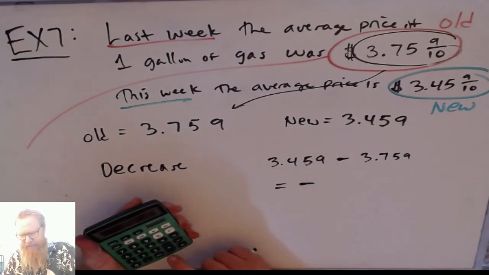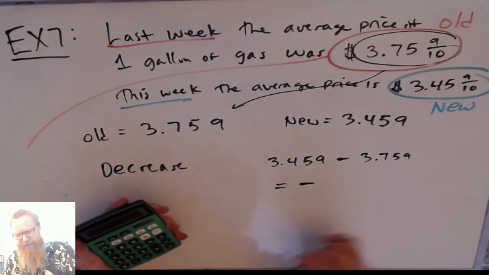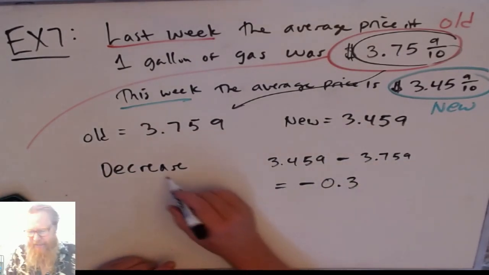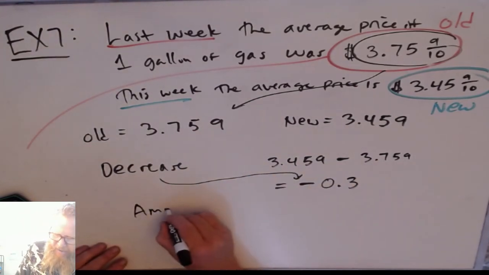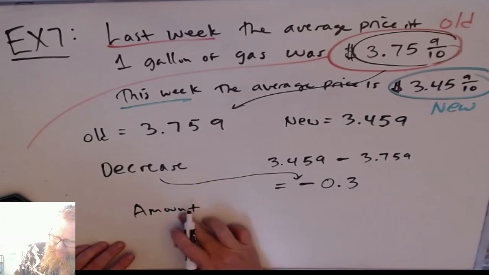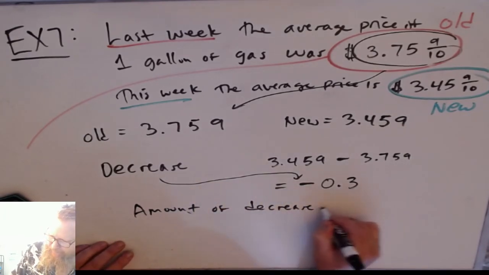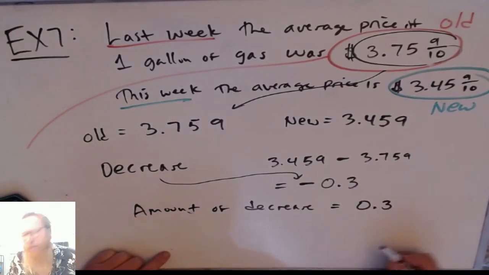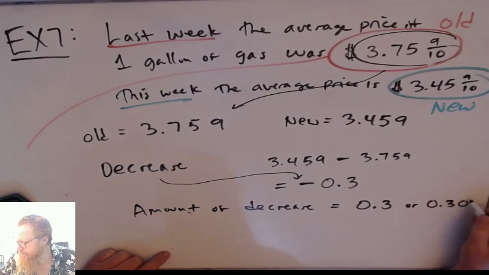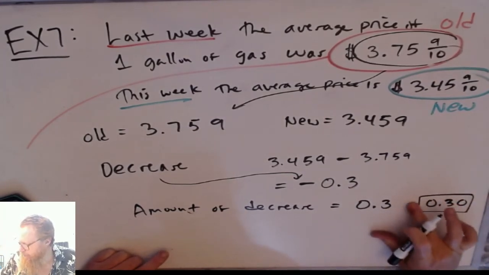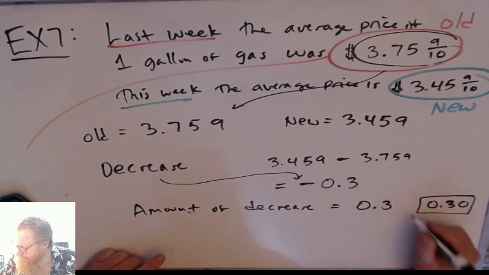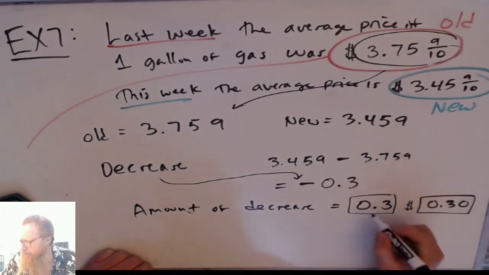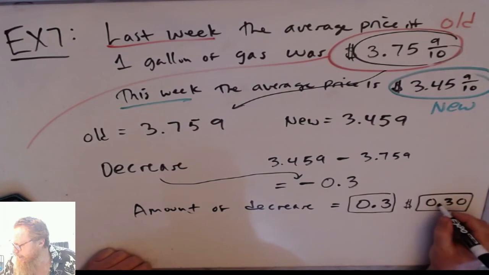3.459 minus 3.759 is negative 0.3. So that's a decrease. The amount of decrease is 0.3, or 30 cents. If you want to write it as dollars and cents, it's $0.30. I would also just accept 0.3. But some people like to see it as cents.